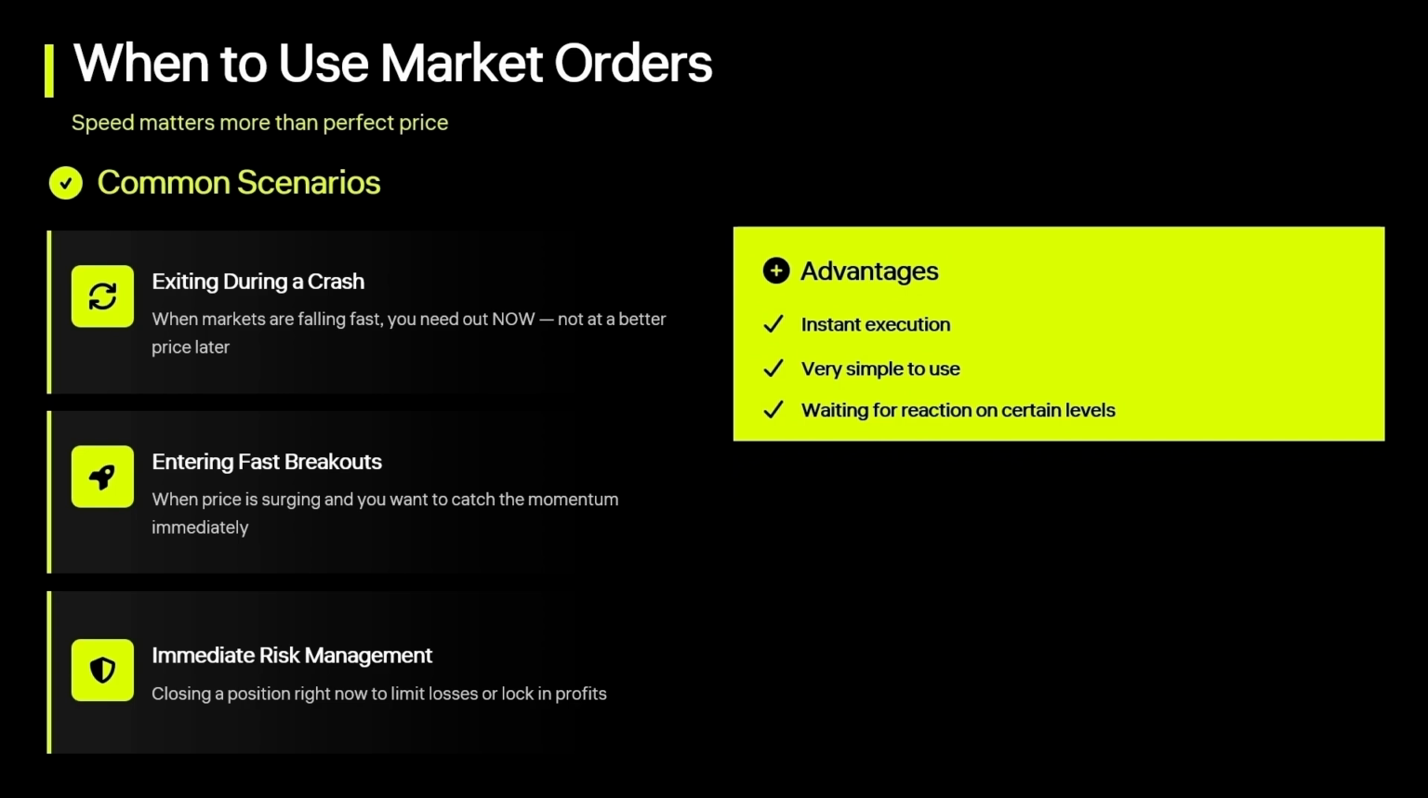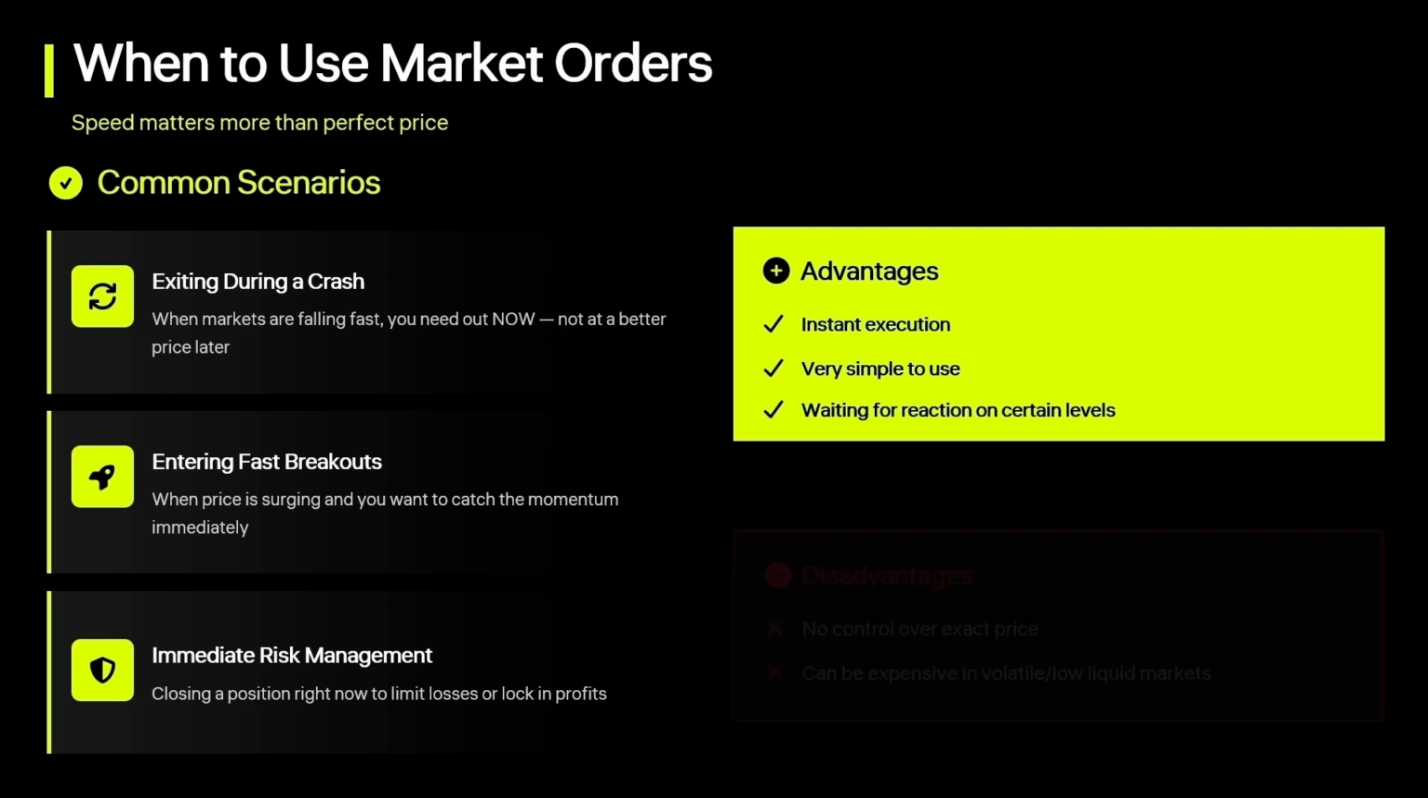Now, what are the advantages of market orders? Like we already said, it's an instant execution, so you're immediately in or out your trade. It's extremely simple to use, it's just one click of a button, and you can see all the data and wait for a specific reaction you like or you want to see, for example, before entering a trade.